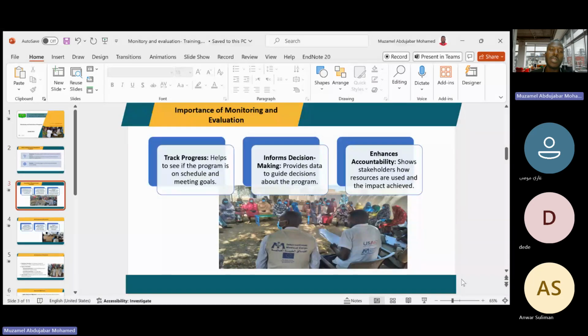Also, we talked about the importance of the monitoring and evaluation, and we see tracking the progress to see how the project is progressing. Is it good or not good? Yeah. Second, importance of the monitoring and evaluation: inform decision making, can give us good information to make good decisions. Third, importance of the monitoring and evaluation: enhancing the accountability, to show the stakeholders how resources are used and the impact has been achieved. Yeah.